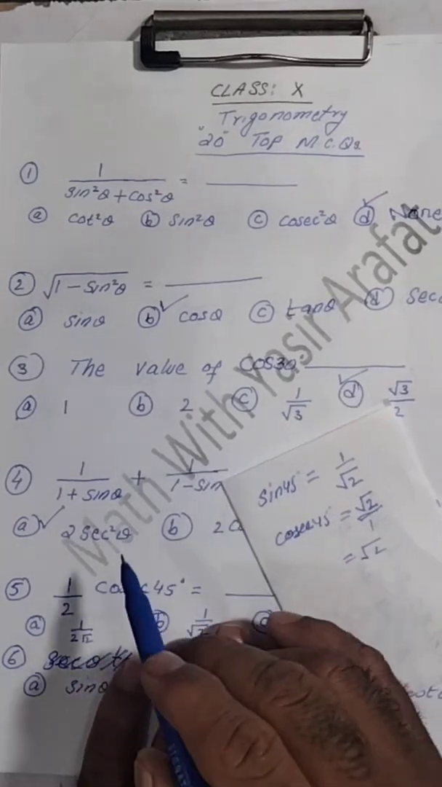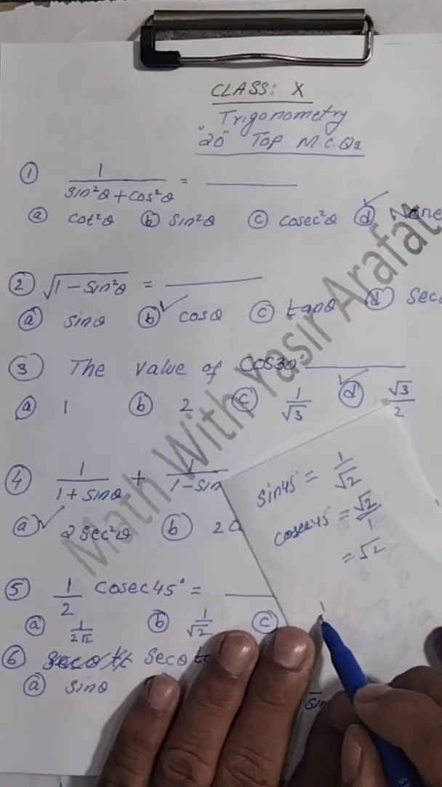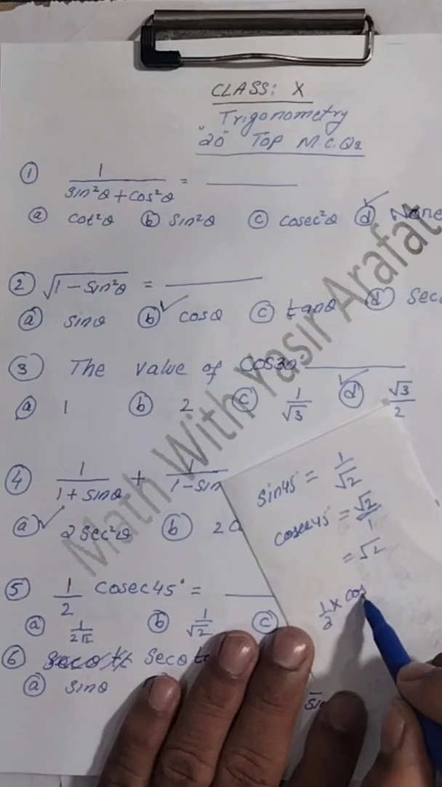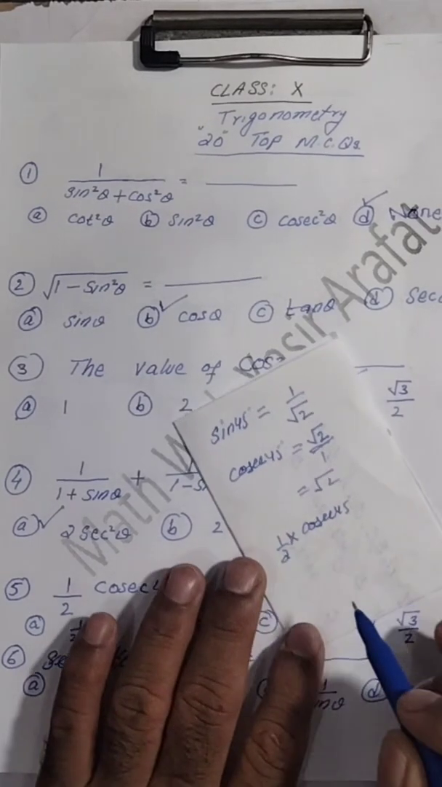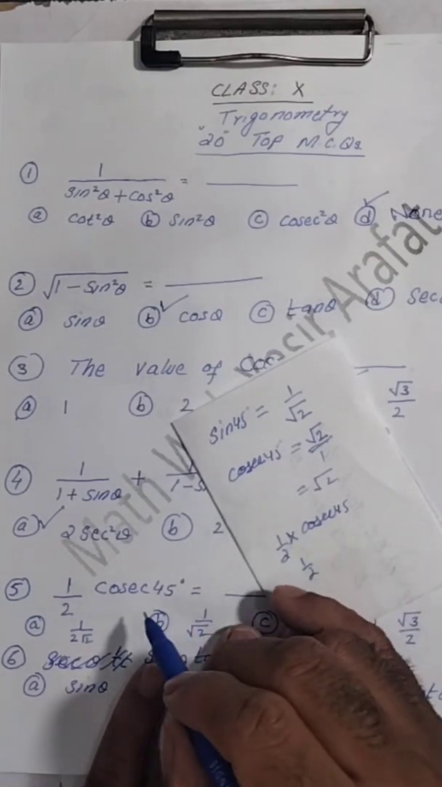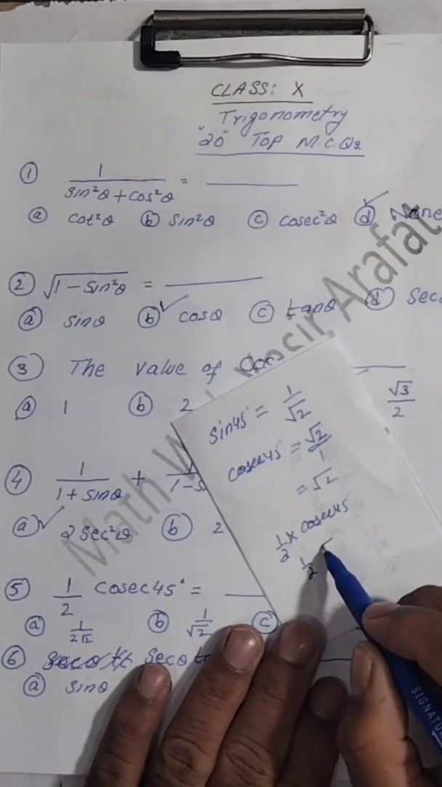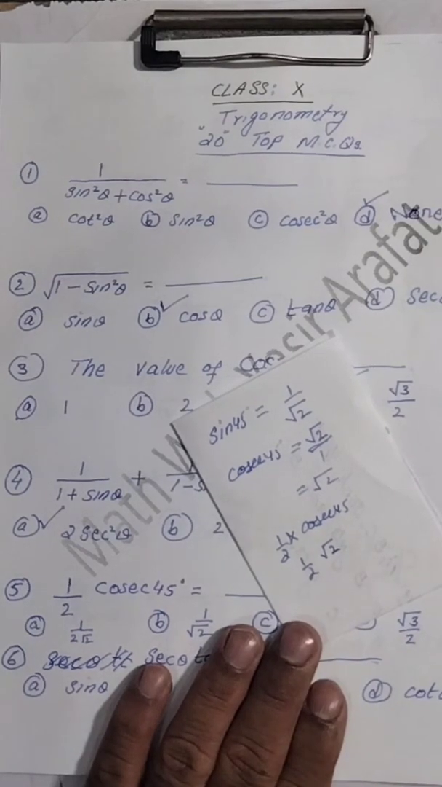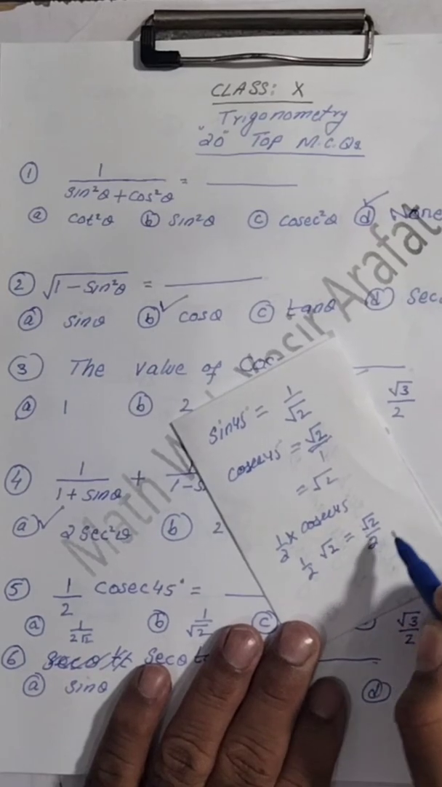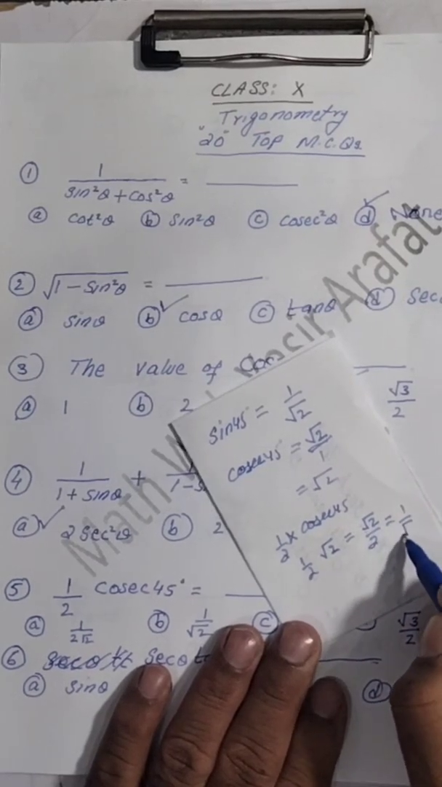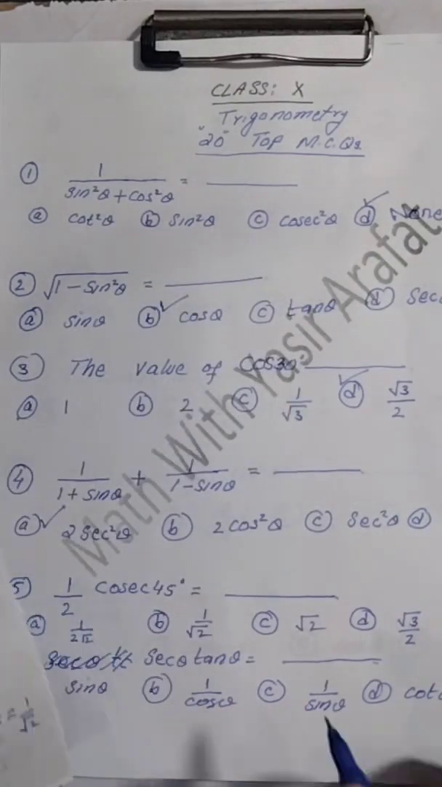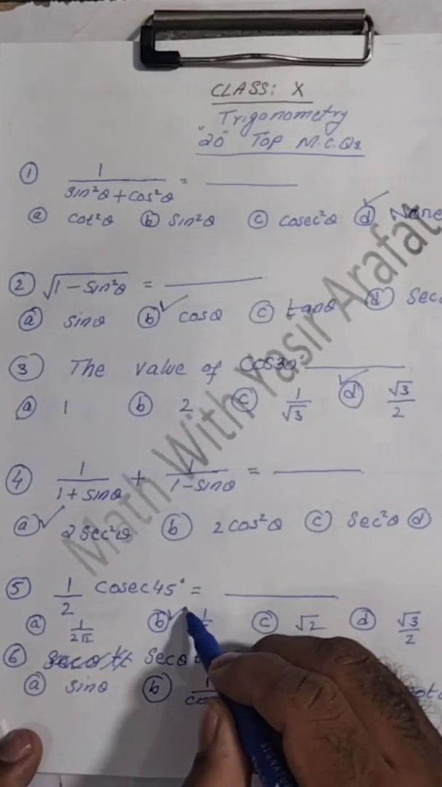So this is 1 upon 2 multiplied by cosec 45. This is the MCQ here. So the value of 1 upon 2 and cosec 45 degree is radical 2, so this is radical 2 over 2, that equals 1 upon radical 2. Radical 2 upon 2 means 1 upon radical 2, and option B is correct.